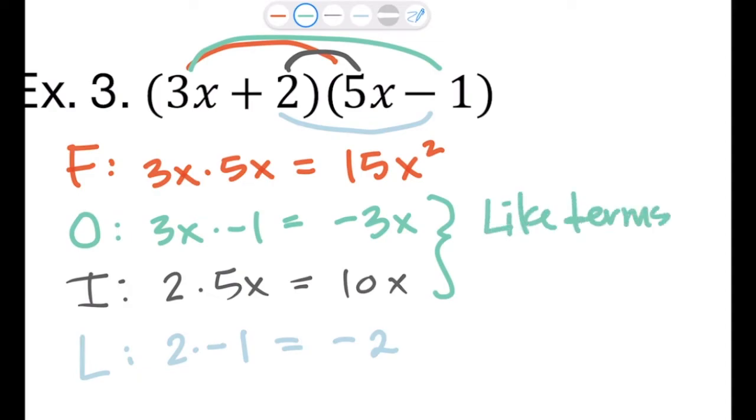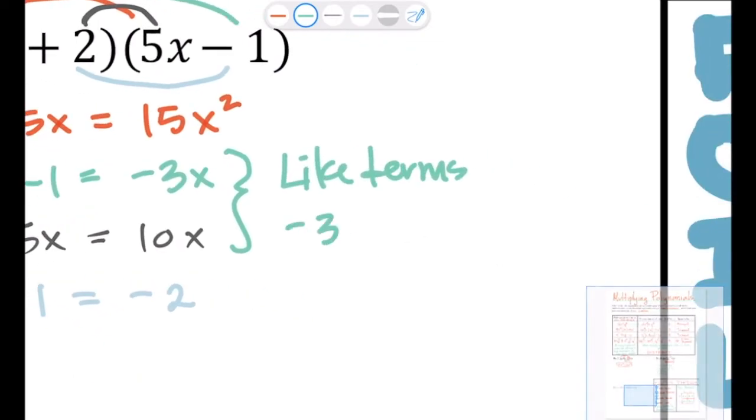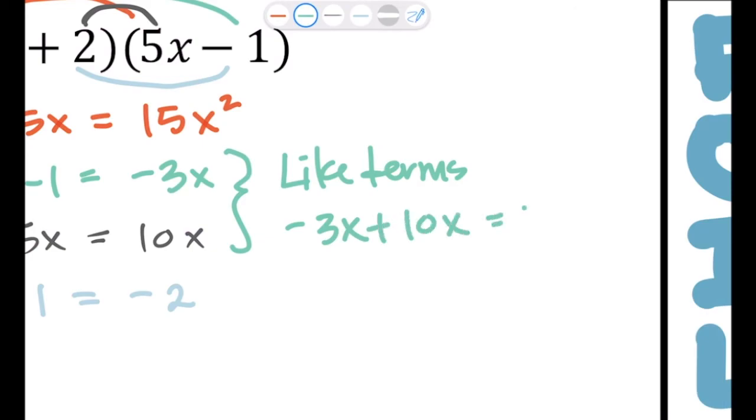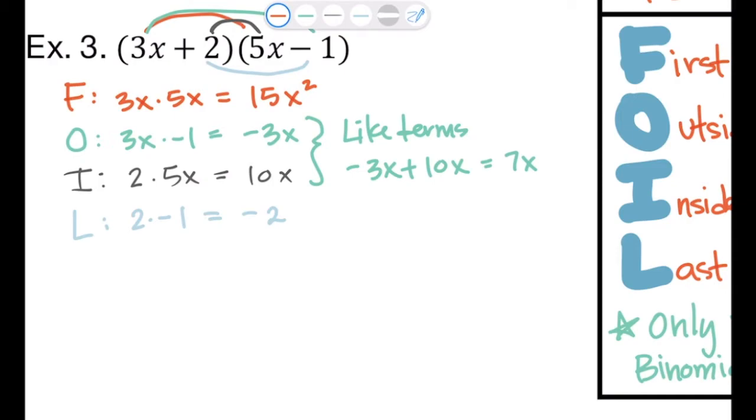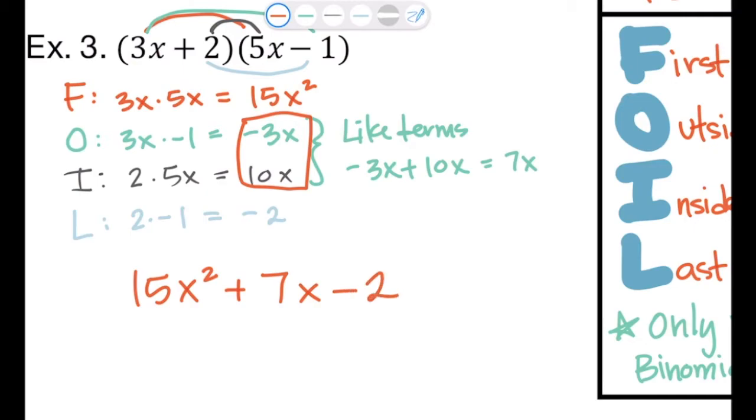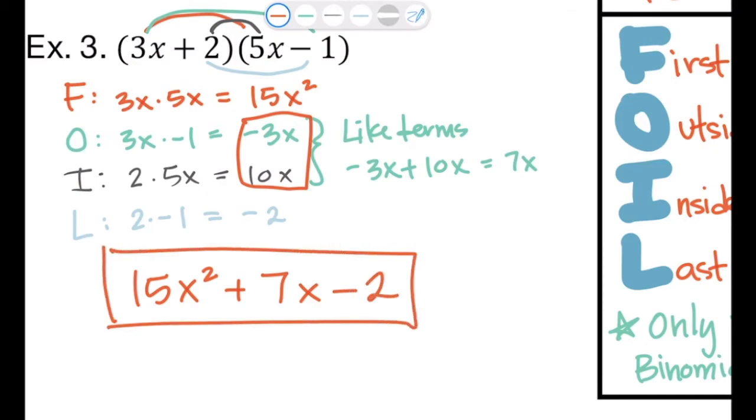So we can combine them. We can say negative 3x plus 10x is equal to 7x. So then your final polynomial after we simplified is going to end up being a trinomial. Your first term is 15x squared. The second term is the result of combining these two terms, so it's going to be plus 7x, and then your third term is negative 2, and now you have multiplied that entirely.